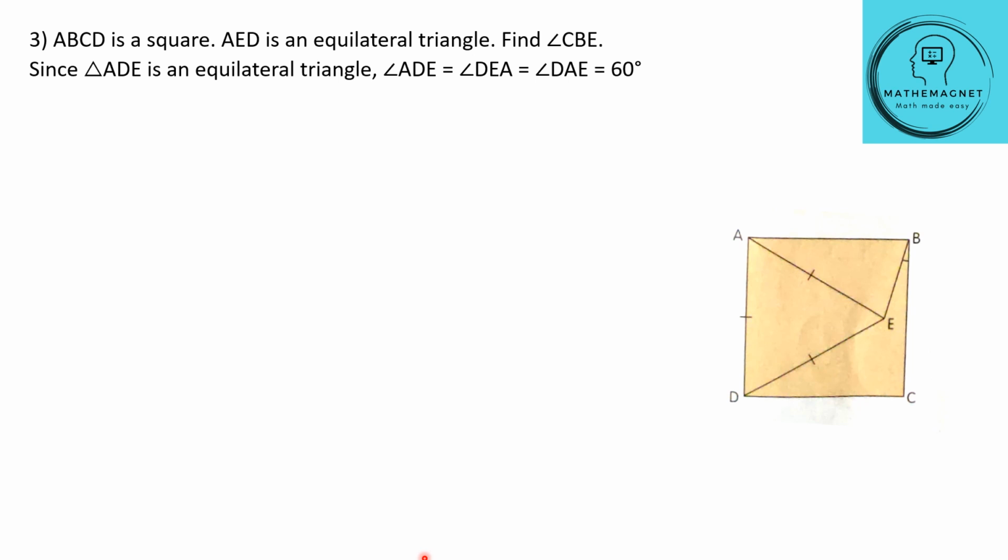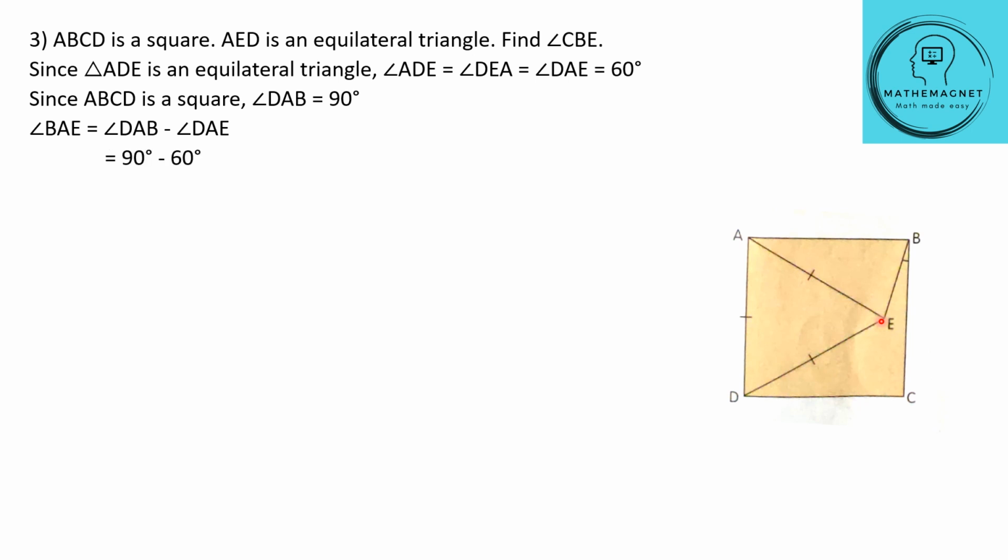Now we know DAE is 60 degrees and we know DAB is 90 degrees. So now we can easily find BAE. So BAE will be equal to DAB minus DAE, which is 90 minus 60, which is equal to 30 degrees. Now we know angle BAE is 30 degrees. Now let us consider the triangle BAE.